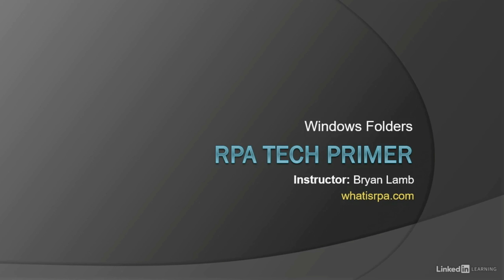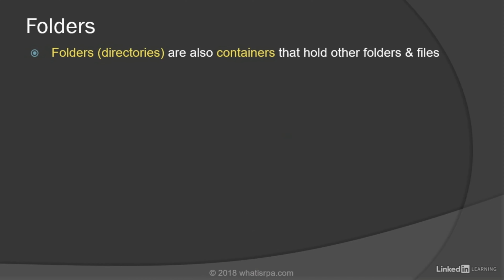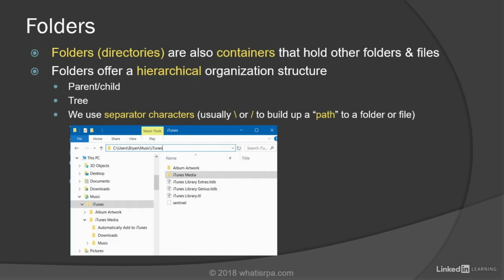Now that we've discussed disks, let's dive one level deeper and talk about Windows folders. Folders, otherwise known as directories, are also containers that can hold other folders and files. Folders offer a hierarchical organization structure, which is thought of as parent and child relationships. It's also referred to as a tree structure. We use separator characters, usually backslash or forward slash, to build up a path to any given folder or file. And I'll demo that in a minute.